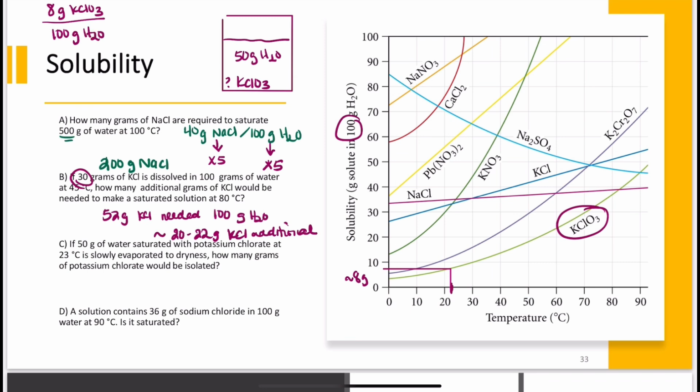But I only want 50 grams of water, because I said I only have 50 grams of water with this amount in it. So I'm going to divide this all by 2. That means I would have 4 grams of KClO3 in 50 grams of water. So I've got 4 grams of KClO3 in here. Now it says the solution is slowly evaporated to dryness. What that means is all of the water has escaped. All that's left behind is the salt. I know that I have 50 grams of water, and I know 50 grams of water can contain 4 grams of KClO3. So once all of the water is gone, I will have 4 grams of the KClO3.